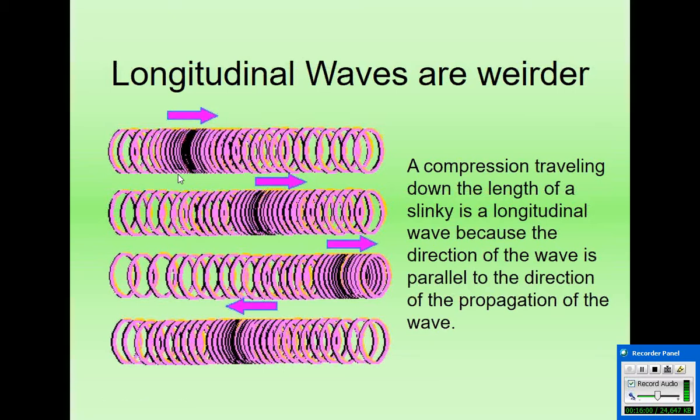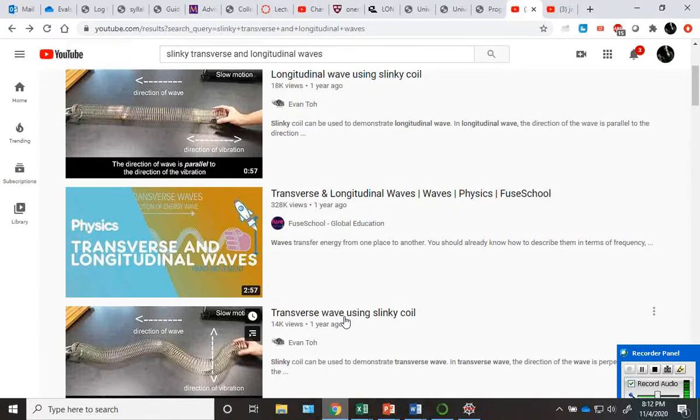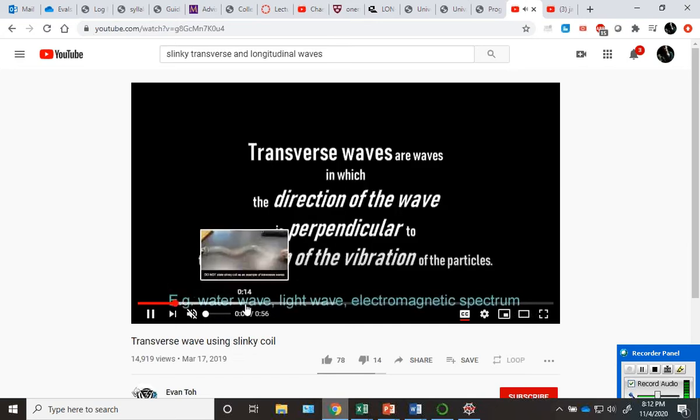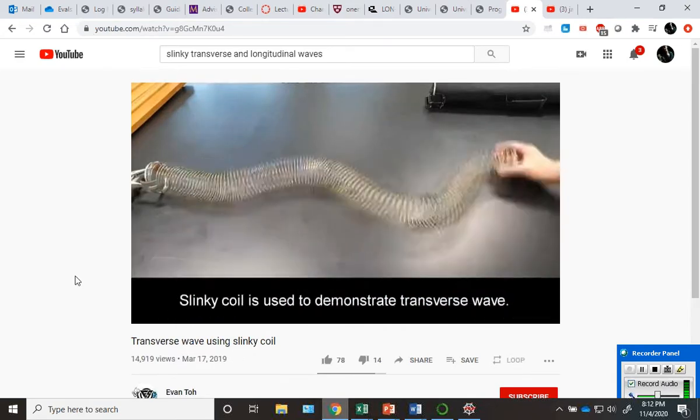In longitudinal waves, the oscillations are actually parallel to the direction of propagation. It's like a compression wave that you see in this image. But I'm going to show you a couple of videos that I think better display transverse and longitudinal waves. Here's an example of a transverse wave using a slinky. Okay, so here we go, sending transverse waves.